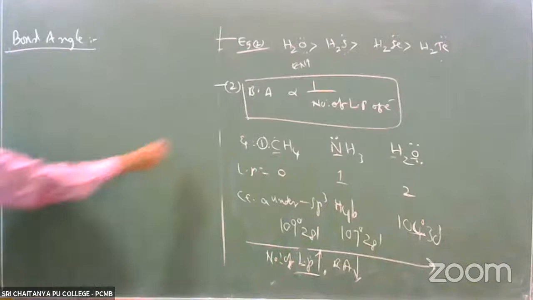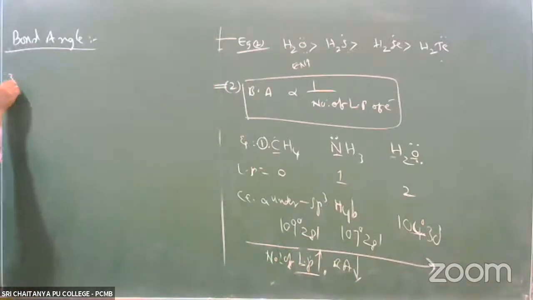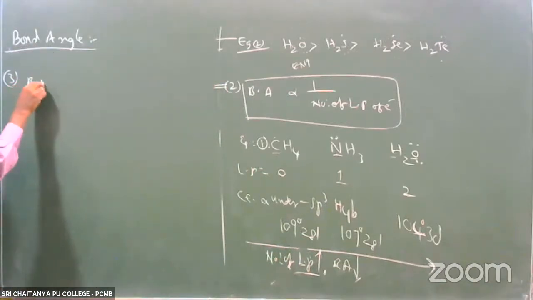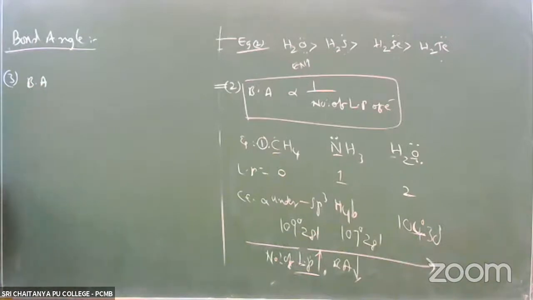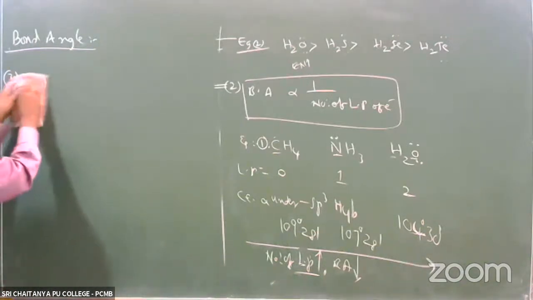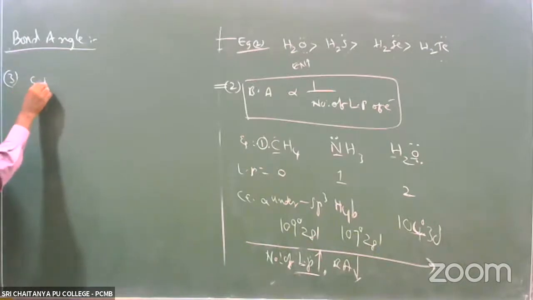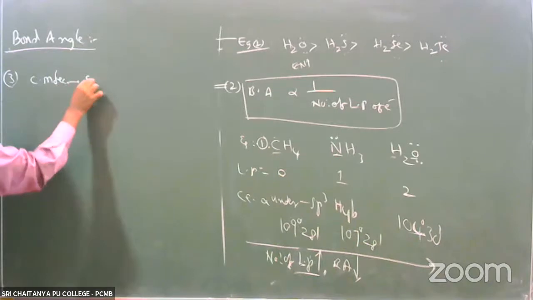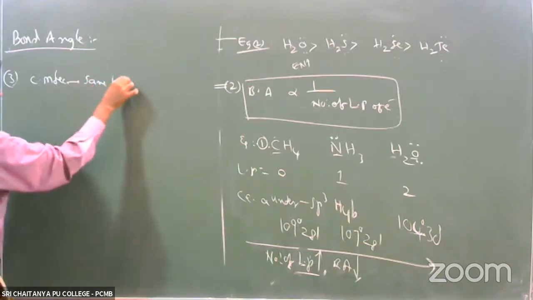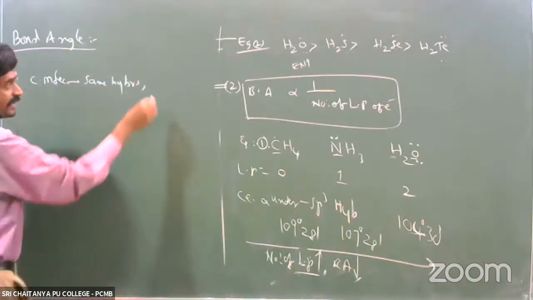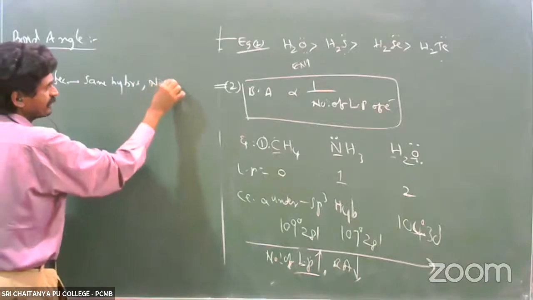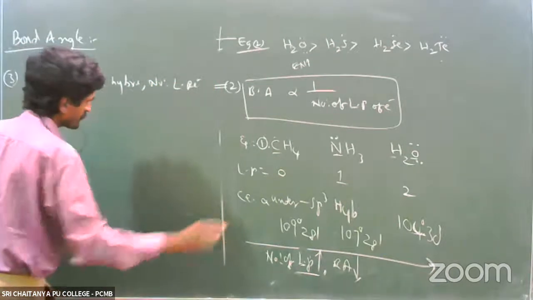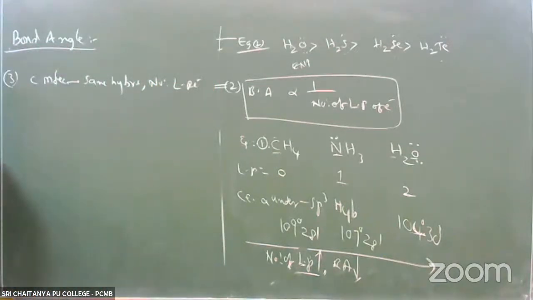Next, another one, the third factor: bond angle. If the covalent molecules have the same hybridization, then the number of lone pairs is also the same. And they undergo the same hybridization. Then how can we say the bond angle?